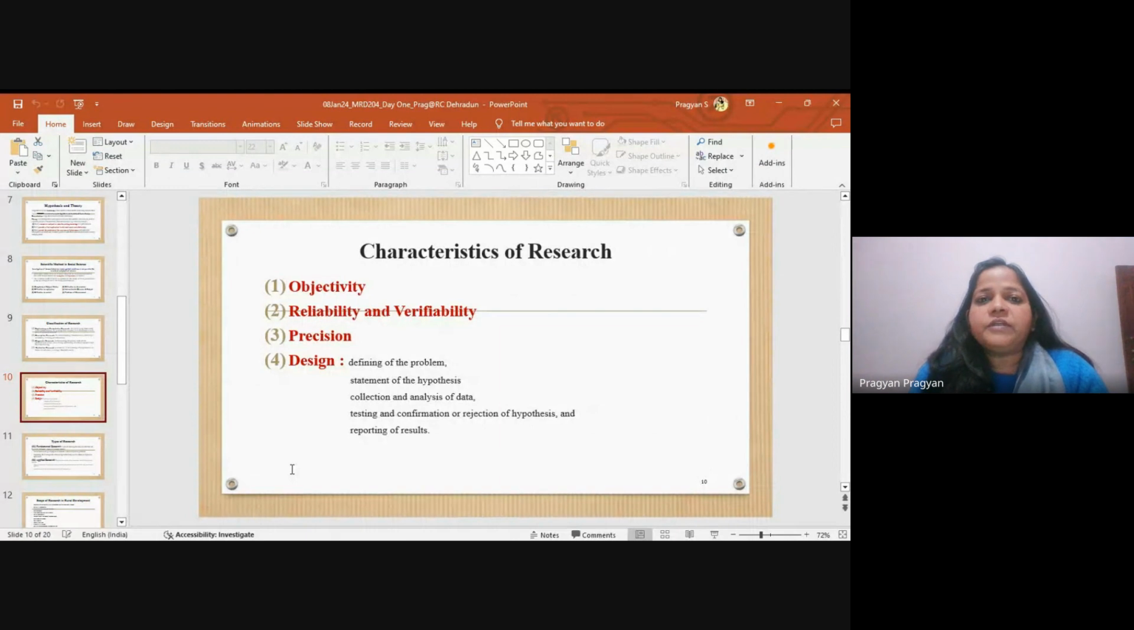So, objectivity is all about removing all your preconceived notions from exact observation. And we do this with the help of several research methods in rural development. Second is reliability and verifiability. Unless and until you replicate that particular study, you can't call that data reliable.